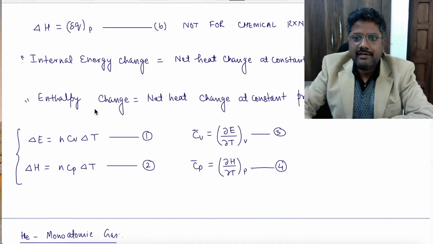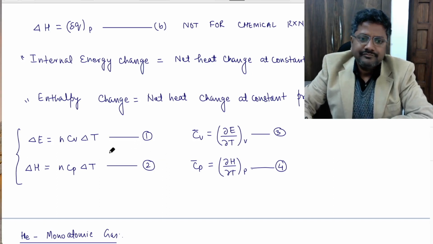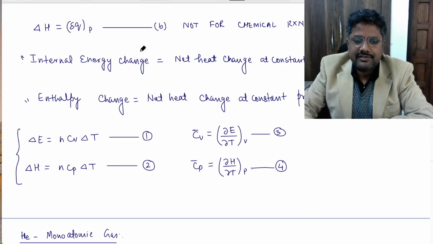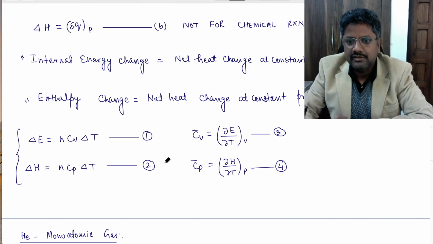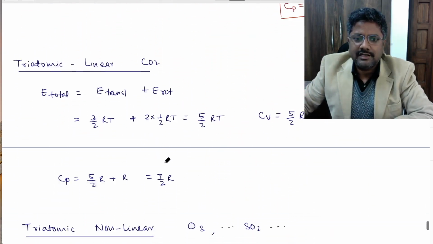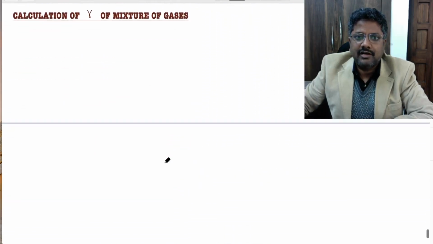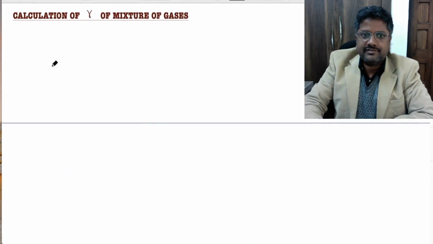And I have also defined what delta E and delta H are. Basically, both are energy, but they are defined in a different manner. Delta H is defined at constant pressure, but internal energy is defined at constant volume. So this is a little revision. Now in this class, I will start with the calculation of gamma of a mixture of gases.